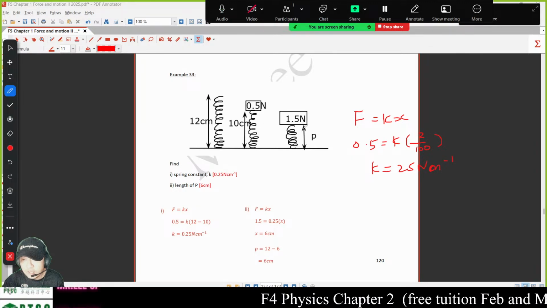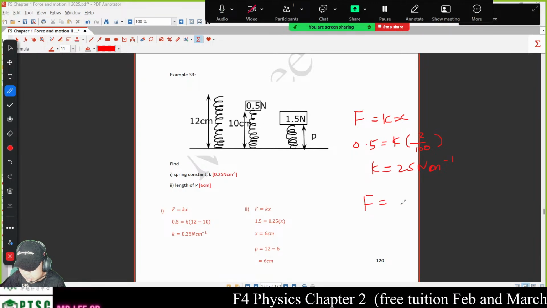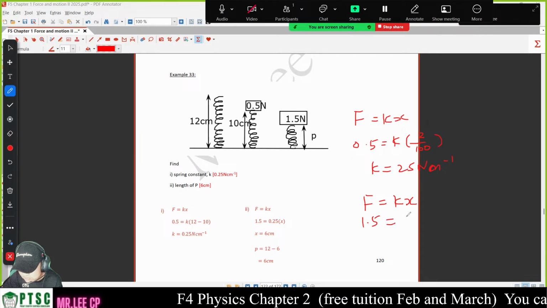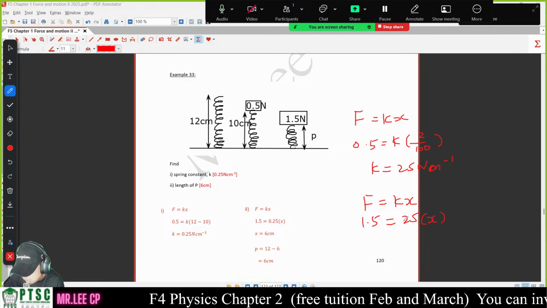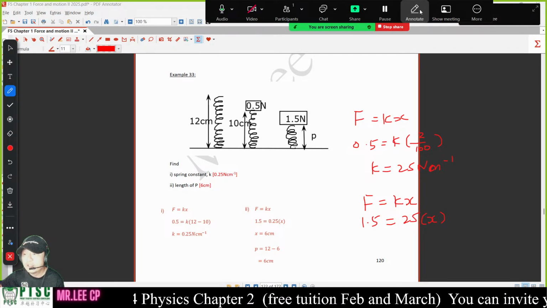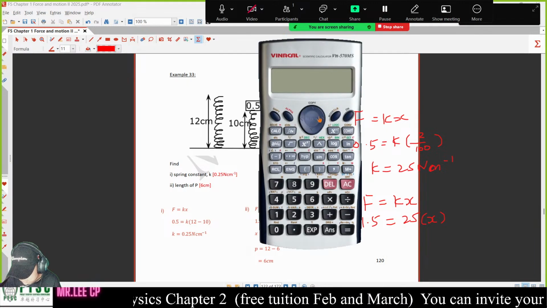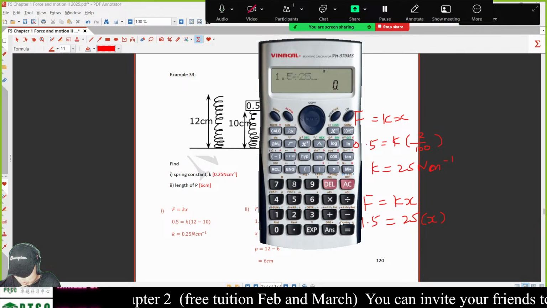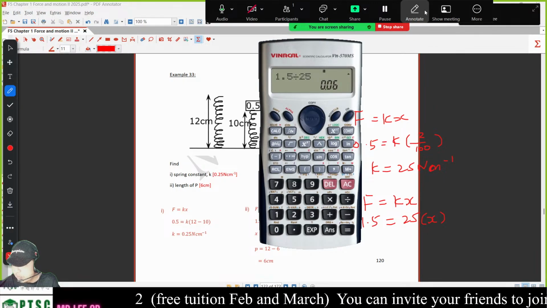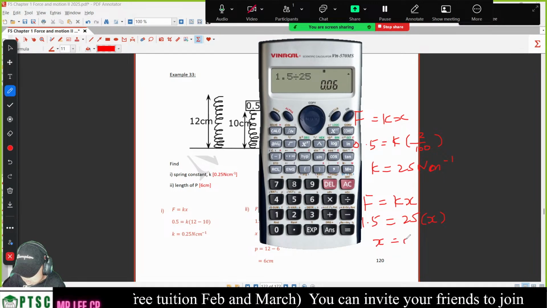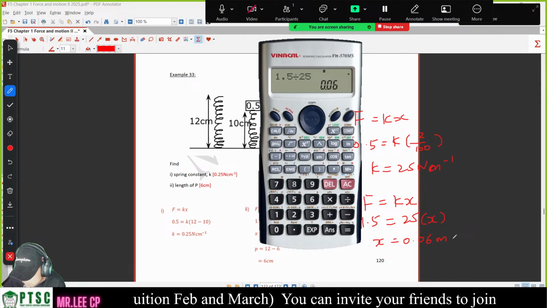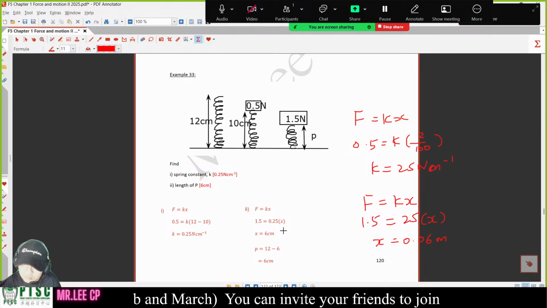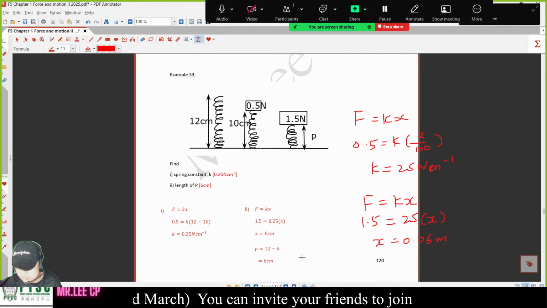Right? Now, I want to calculate this. F is equal to Kx. F is 1.5. K is 25. X, I don't know. So now this one, divide. 1.5 divided by 25. You will get 0.06. X is equal to 0.06 meter. Now, when you answer, how long is it? 0.05. 0.06, I'm sorry. Right, 0.06.